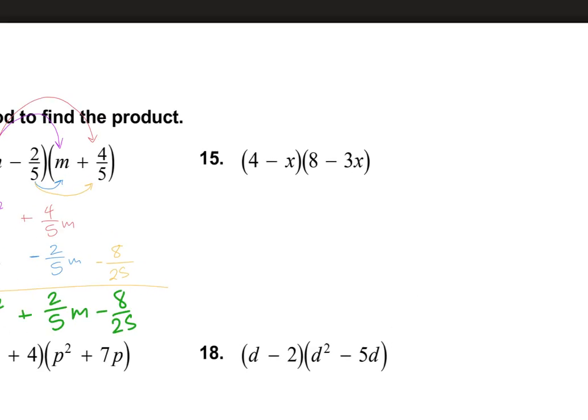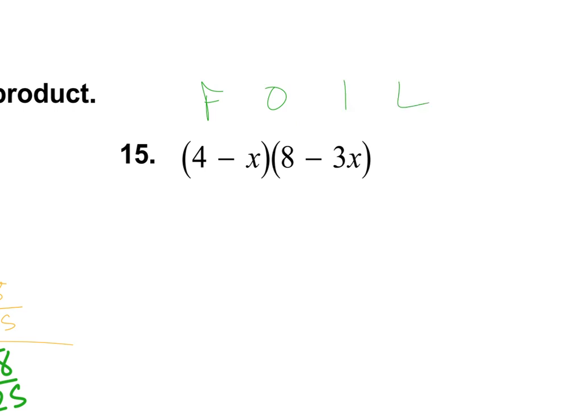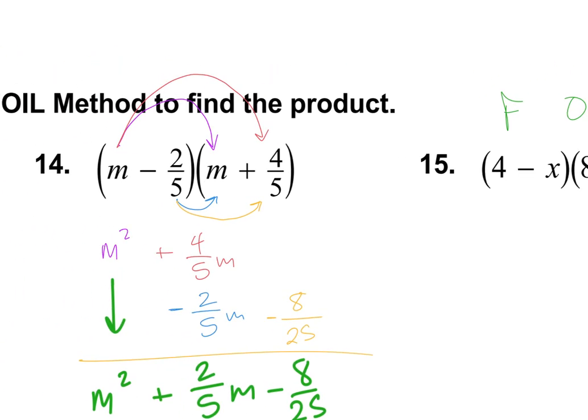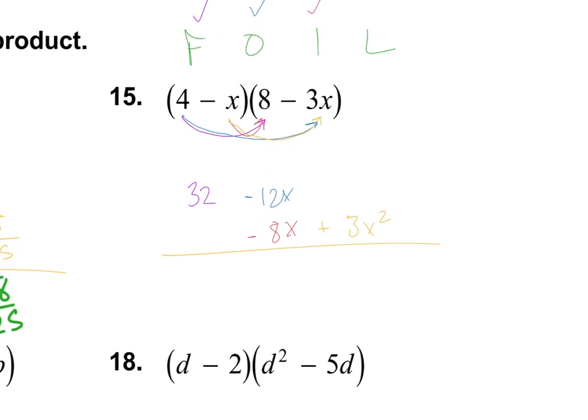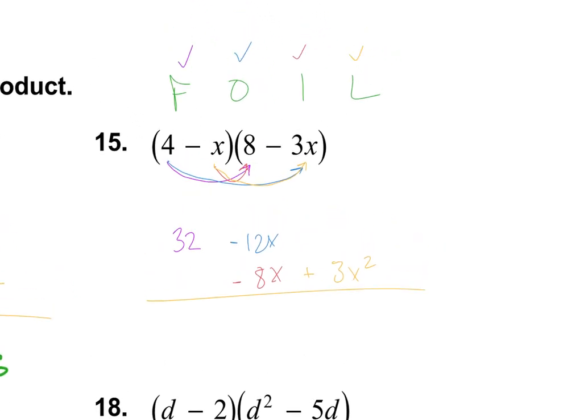And I did not write the FOIL on here, so I will do it for this one. I didn't know the last one. The first two terms. In fact, here, I know I kind of did my little arches on top and on bottom, so now I'm just going to draw them however I feel. So first two terms, 32, check. Outer two terms, negative 12x, check. Inner two terms, negative 8x, check. Last two terms is that one and that one, positive 3x squared. Now, here's where I'm going to, here, check. Oh, come on, check. There we go.